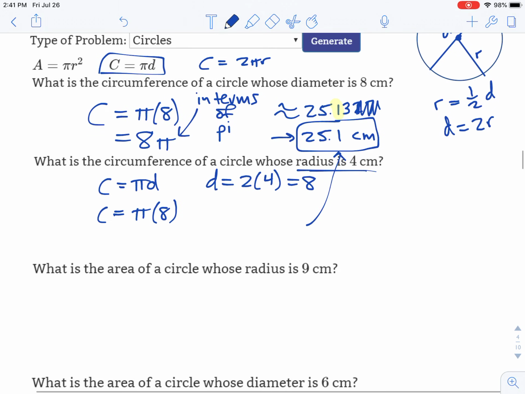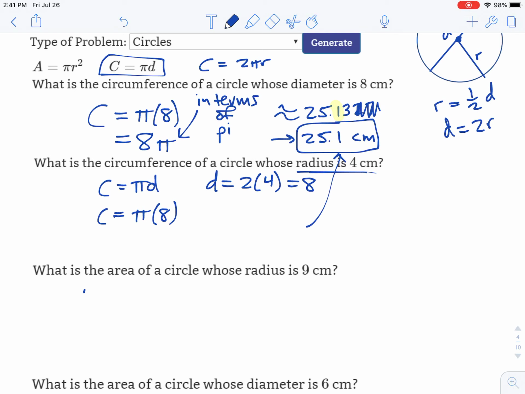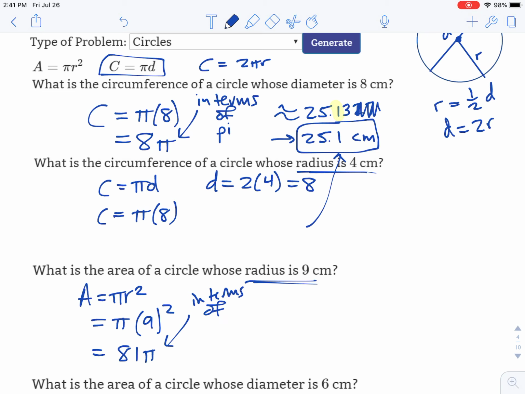For the next one here, we're going to try and find the area of a circle. So the area formula is pi r squared. It gives us the radius of 9, so we can just take pi and do 9 squared. If it asks you to do in terms of pi, you would do just the 9 squared first. That would be 81 pi. This answer would be, again, in terms of pi, since pi is in your answer. Then you would just take your calculator, type in 81 pi, and we would get our rounded answer.